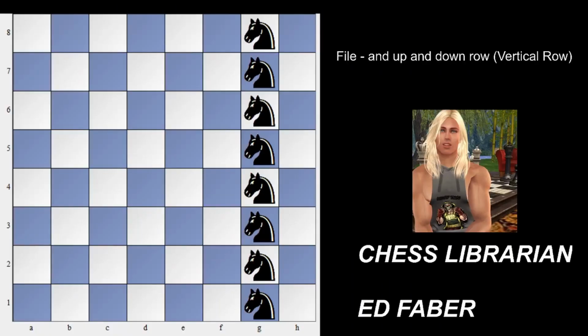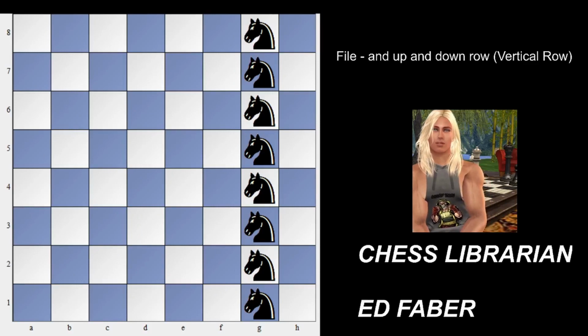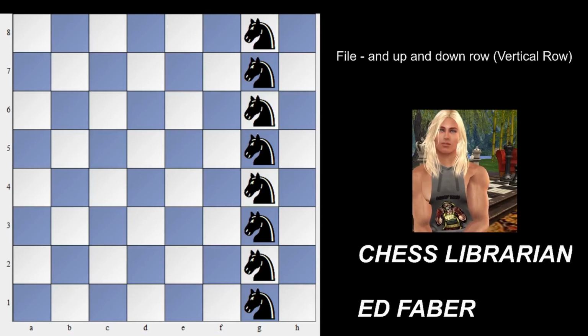In this diagram, we show the file, an up and down row, or vertical row. The A file consists of A1, A2, A3, A4, A5, A6, A7, and A8 squares. There are 8 files: the A file, the B file, the C file, the D file, the E file, the F file, the G file, and the H file. The G file is shown.